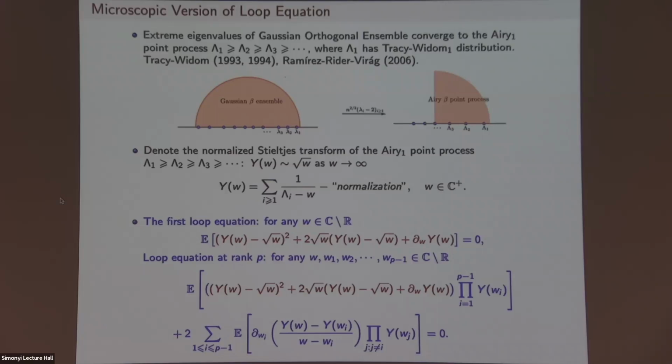So from this you can see, if I have some point process like the eigenvalues of the Gaussian beta ensemble, and we believe they converge to the Airy-1 point process, then it's necessarily some scaling limit of the Stieltjes transform. After taking the scaling limit, they will converge and they will satisfy this set of equations. It really should be a necessary condition. So what we prove for the edge universality is essentially to check those microscopic versions of loop equations for random d-regular graphs.